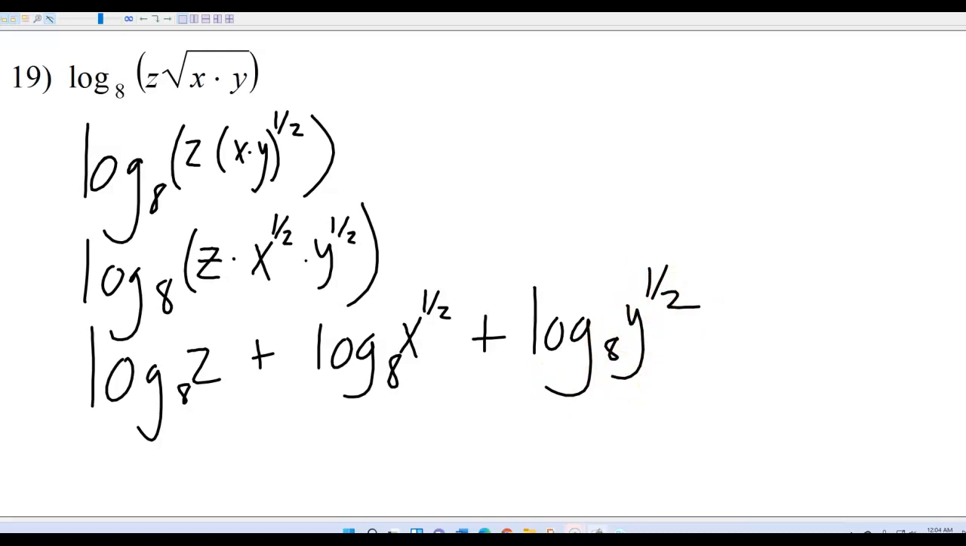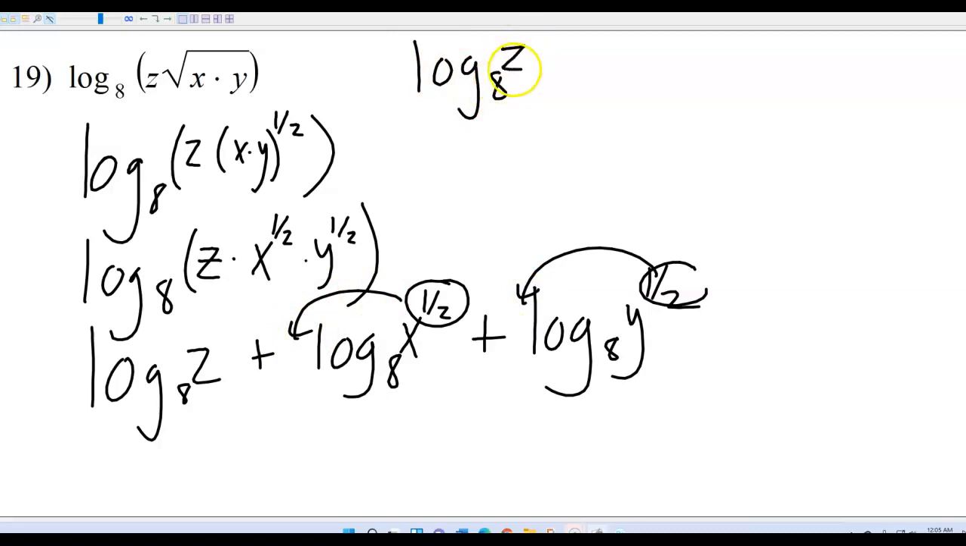And the next thing I'm going to do is apply property 3, where I'm going to take these powers now and put them in the front. And so I've got log base 8 of z plus 1/2 log base 8 of x plus 1/2 log base 8 of y.